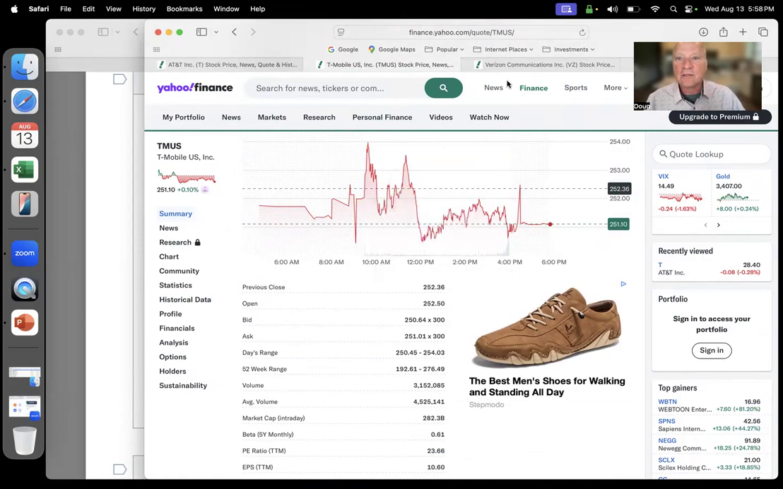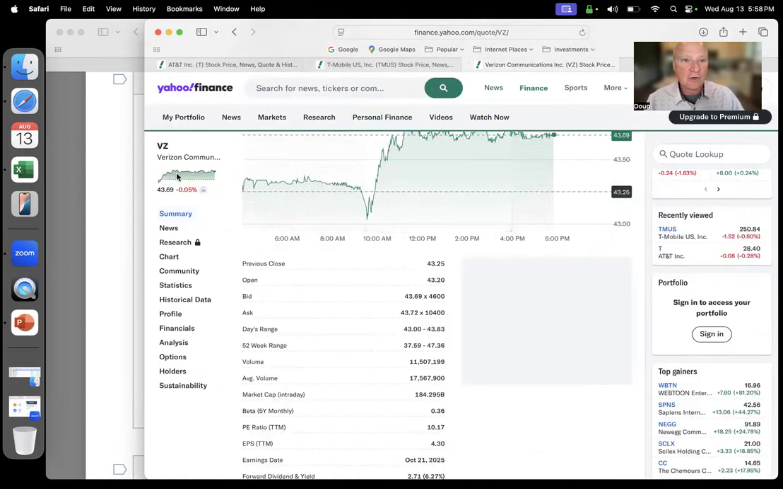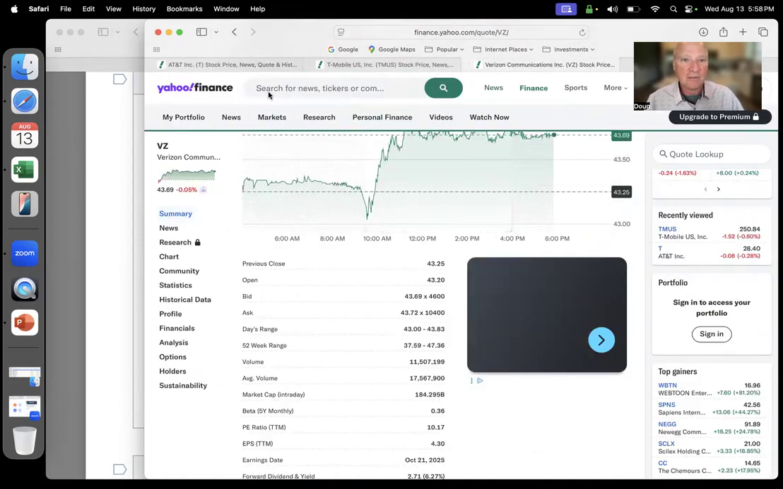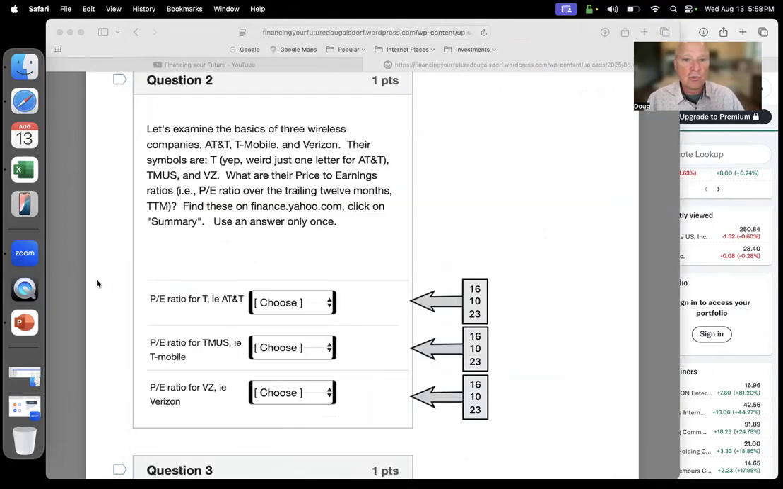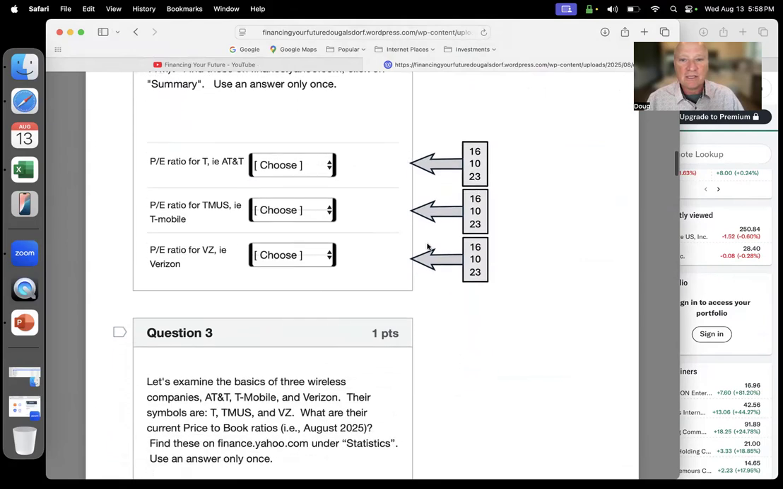And then let's look at the Verizon price to earnings ratio. Again, you can type in VZ here and click on summary. And we see that its price to earnings ratio is around 10. So I'm writing those all down. We'll go back and see what our choices are. And we see that, yes, there was 16 for AT&T. T-Mobile was 23.24, so that's this value, and Verizon was 10. So we can select all of those, just write them down.